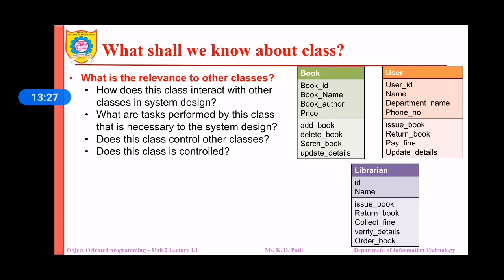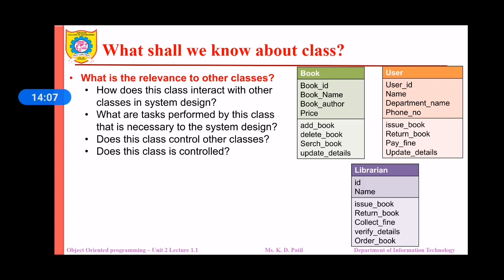Then we should know the relevance of that respective class to the other classes. For example, in the library management system, we have different classes such as user, book, librarian, etc. Now we should know how the user class is related to the book, how the book is related to the librarian, and how the librarian is related to the user. Of course, the librarian has to control the complete book issue and return process.